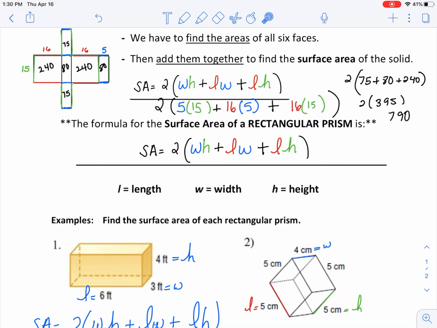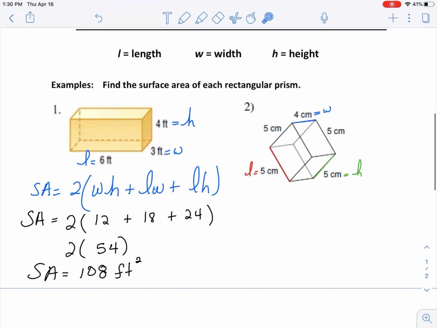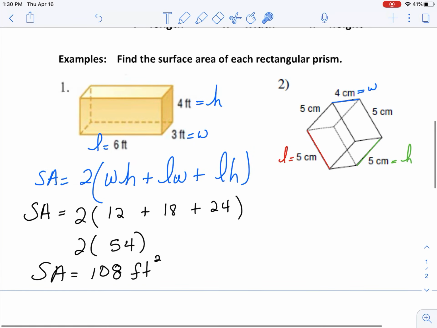Okay. Now, let's go ahead and look. I did one just so we could go through it, and then we'll do another one together. So here is your length. This is your width. Those are the first things that you want to take out. And then the height runs perpendicular with the base, which is your length times width.